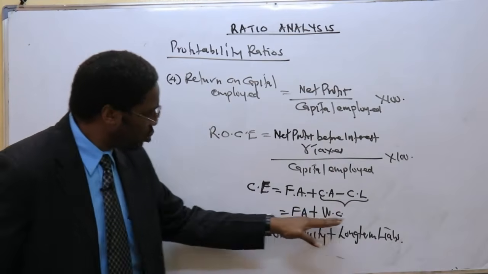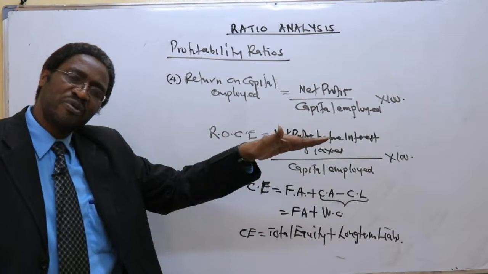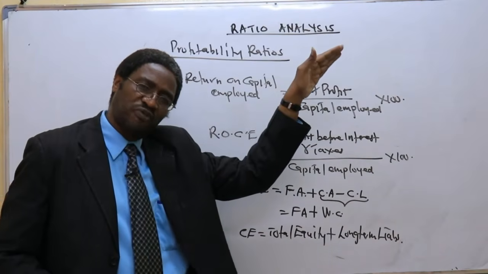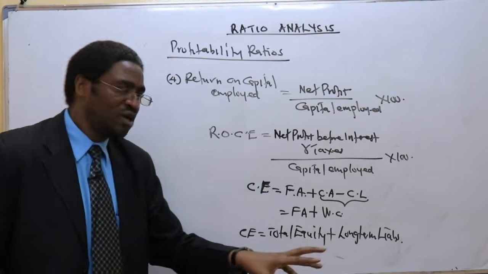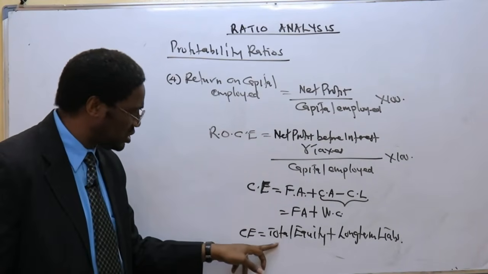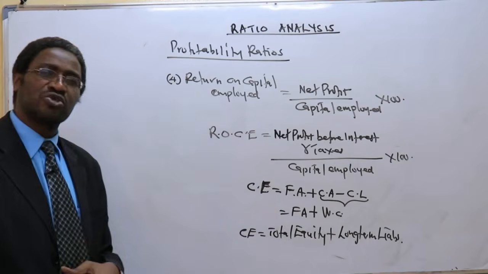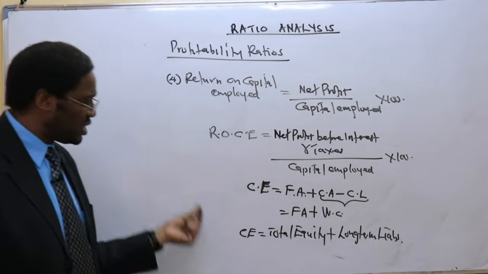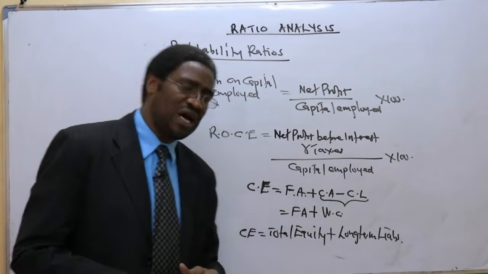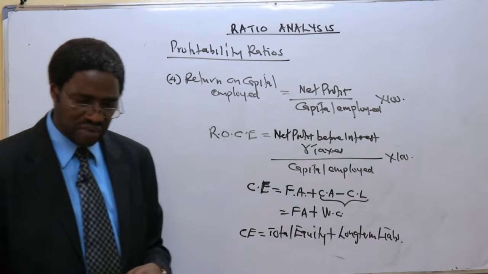That amount, which is the same as fixed assets plus working capital, normally represents one part of the statement of financial position. Then the second part is where you normally come and say financed by, where you normally show the total equities, all the capitals, and the long-term liabilities. So we are saying you can still get what we are calling capital employed by taking total equity plus any long-term liabilities.